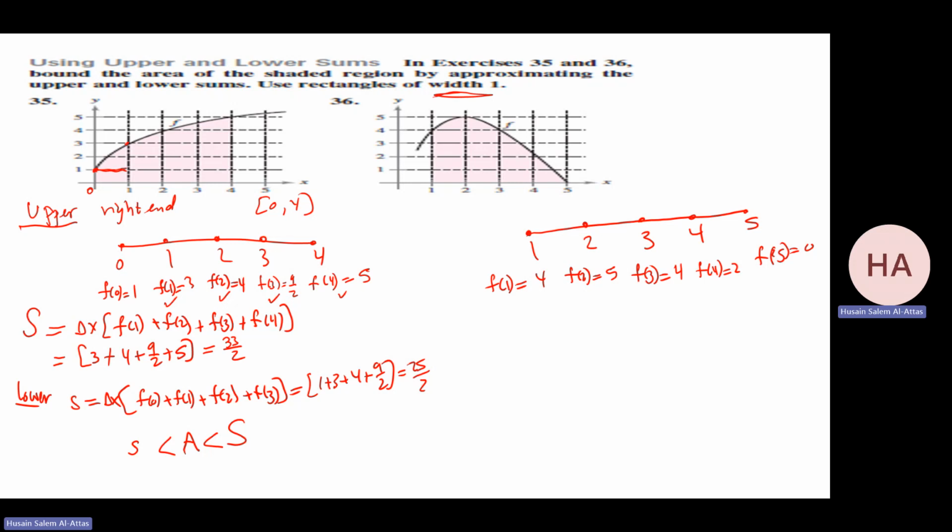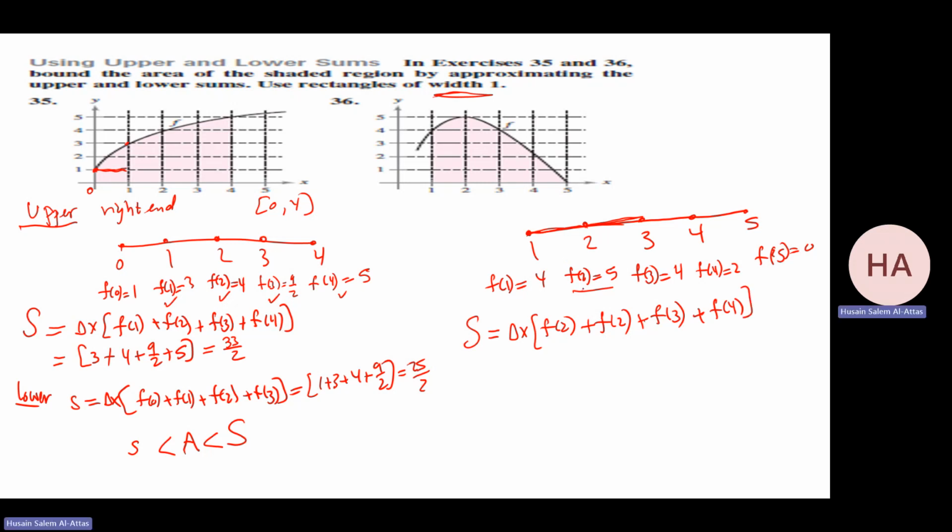Now we need to be careful. The upper sum, capital S, will be delta x. In this one, I will choose f at 2 because it's bigger. I'll take the bigger one. So in this interval, I take f at 2. In this interval, I'll take f at 2 also. In this interval, I take f at 2. In this interval, I will take f at 3. In this interval, I will take f at 4. That should be clear. I took the bigger one.